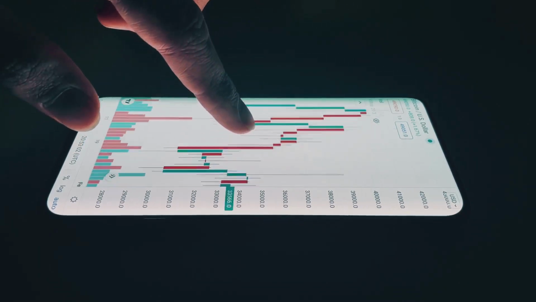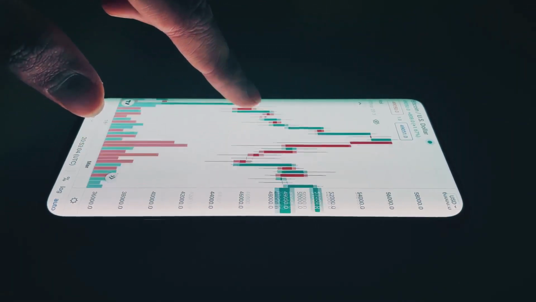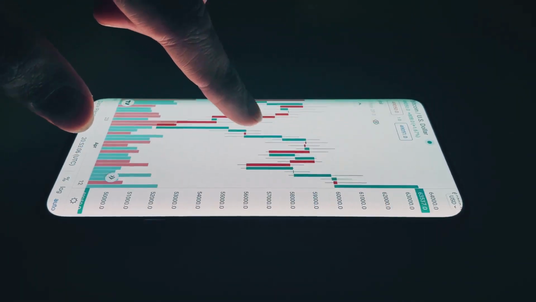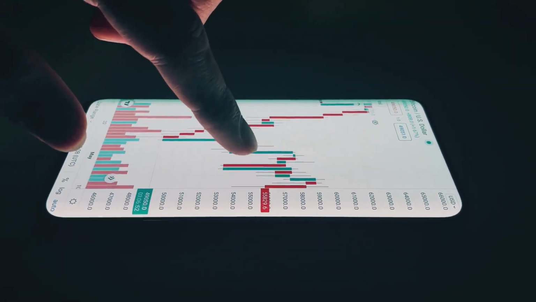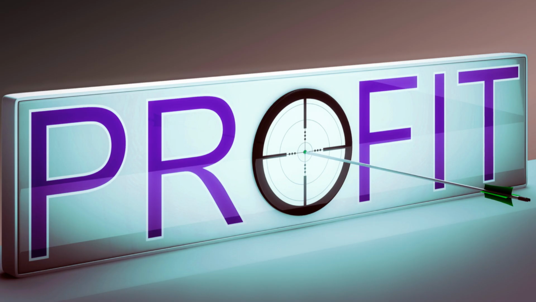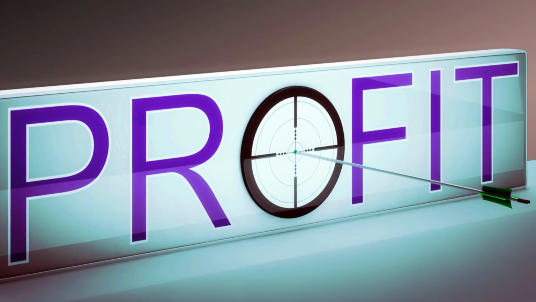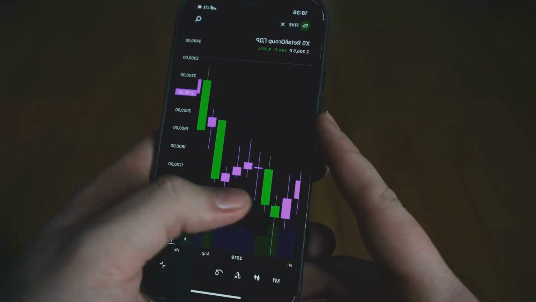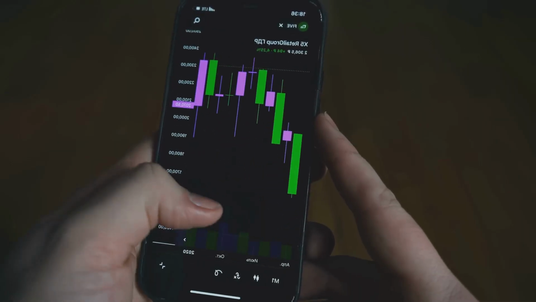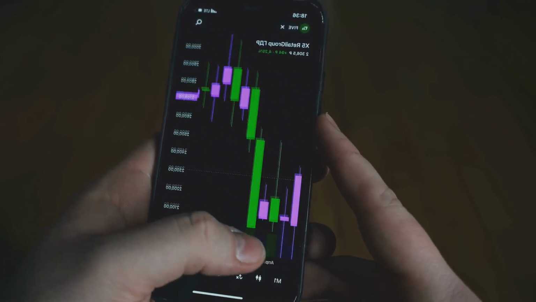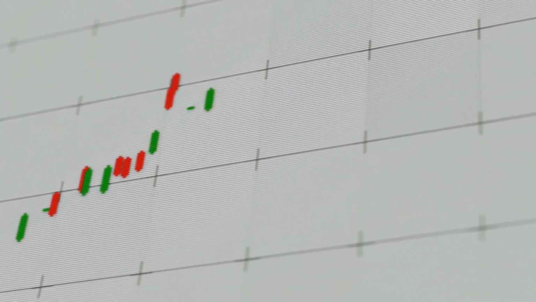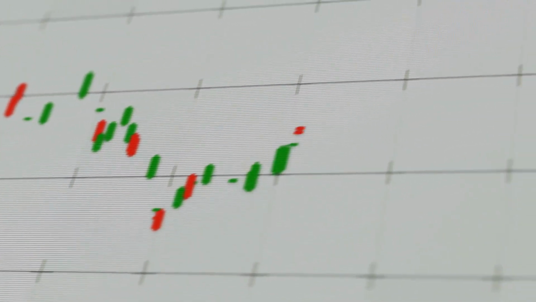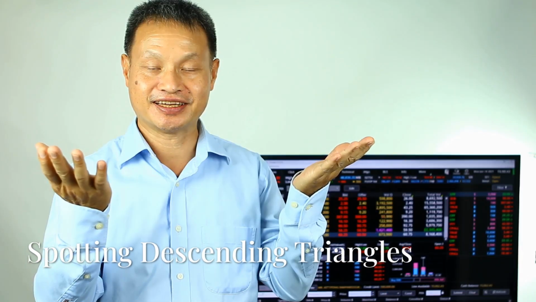As for your profit target, a good rule of thumb is to measure the height of the triangle from its base to its highest point, and project that distance upwards from the breakout point. This gives you a realistic target for your trade. Of course, risk management is crucial with any trading strategy. Always set a stop-loss order just below the lower trend line of the triangle. This will help you limit your losses if the breakout fails, or the market reverses unexpectedly.